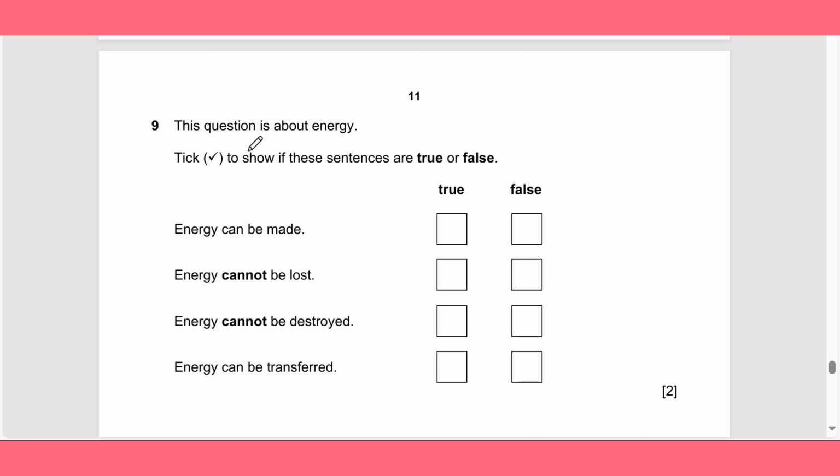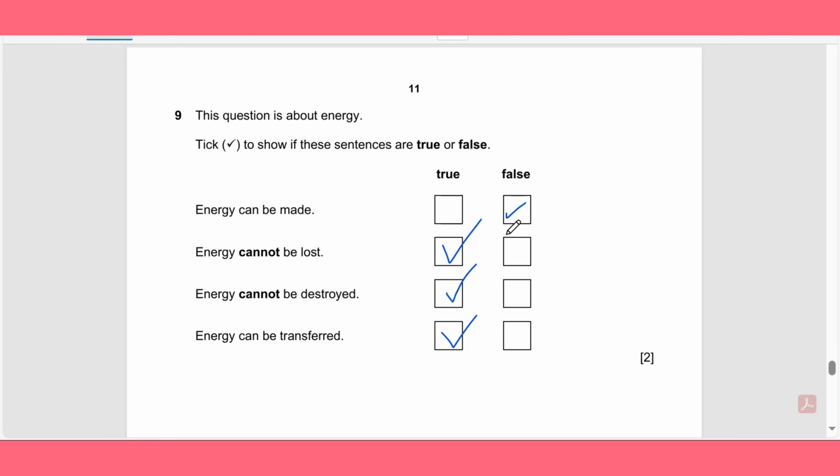Alright, let's move on. The question is about energy. Tick to show if these sentences are true or false. Energy can be made. Energy cannot be lost. Energy cannot be destroyed. Energy can be transferred. So now is your choice, true or false? Okay, let's check out the answer guys.